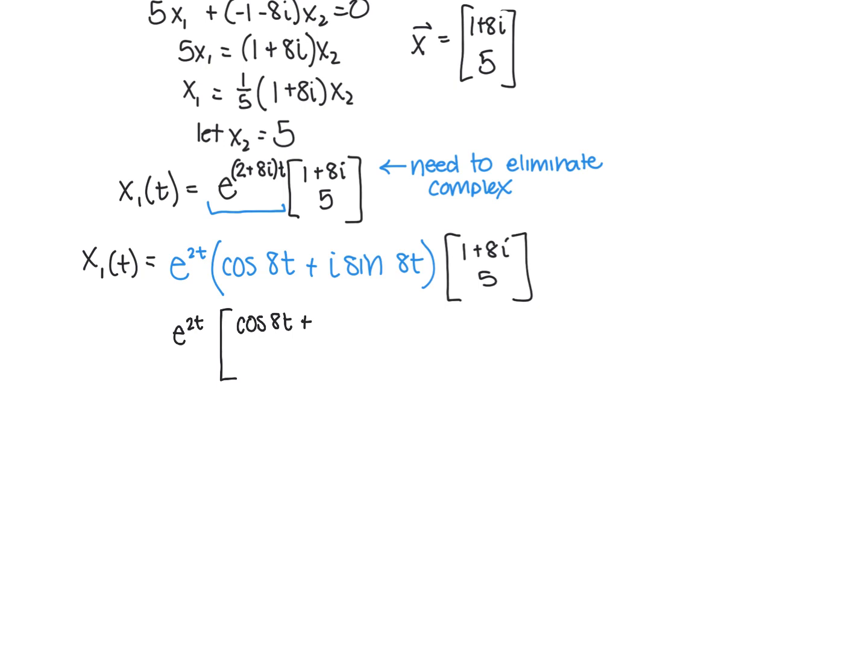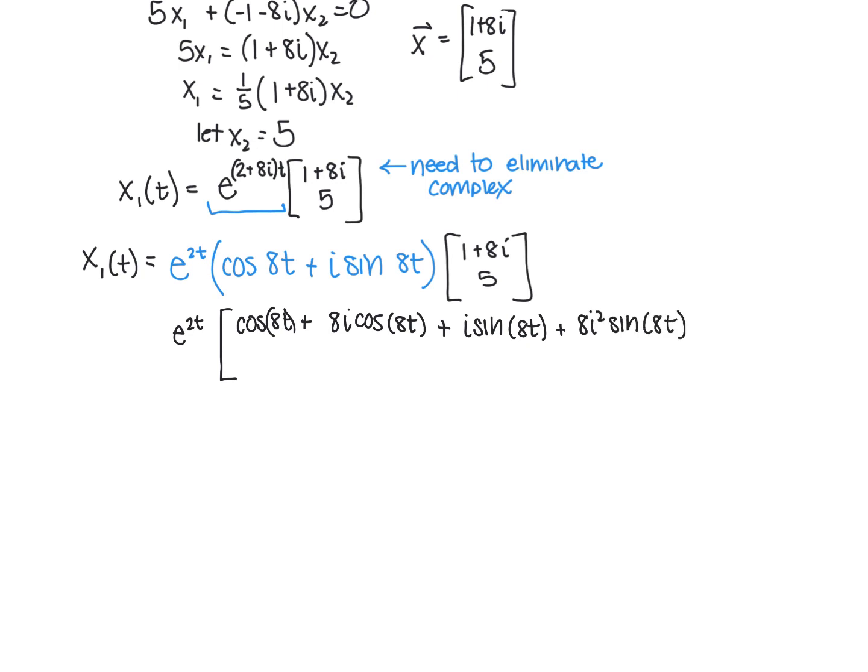When I multiply cosine 8t in here, I'm going to get cosine 8t, because that will be times 1. And then I'm going to multiply cosine 8t by 8i. So I'm going to get plus 8i cosine 8t. Now I'm going to repeat that with the sine. So we would get plus i sine 8t times 1, plus 8i squared sine 8t.